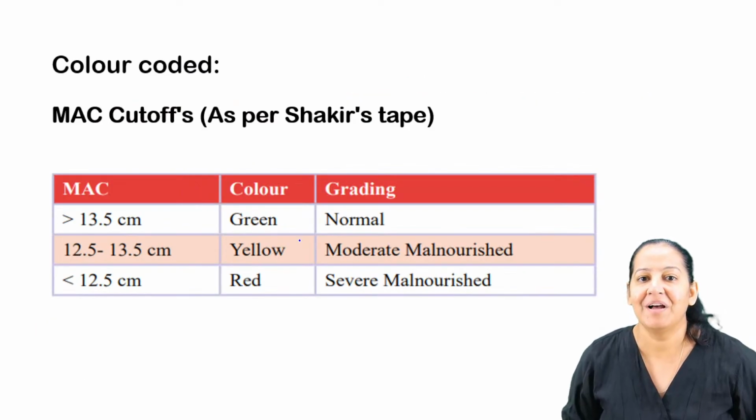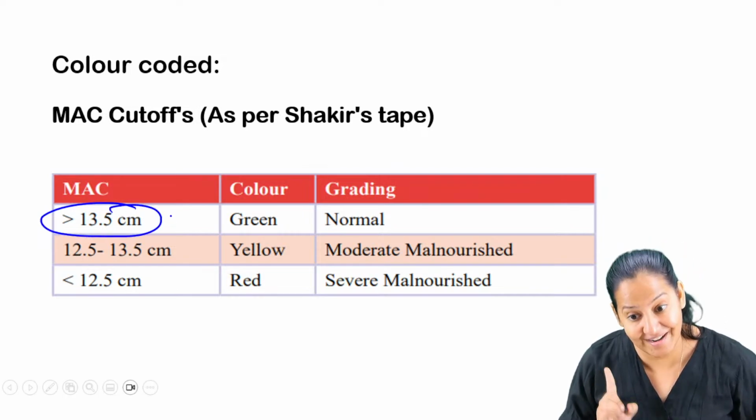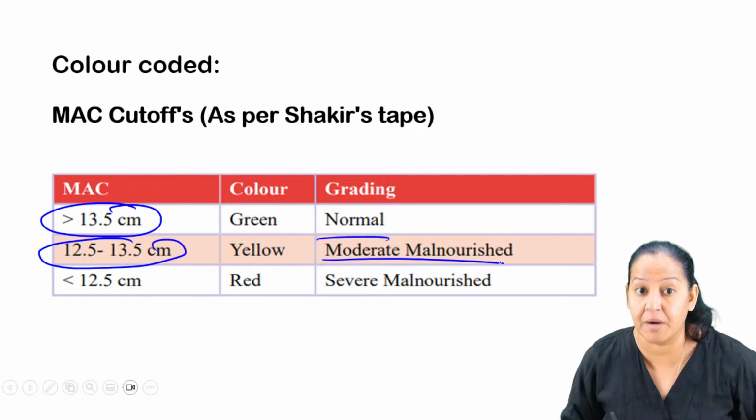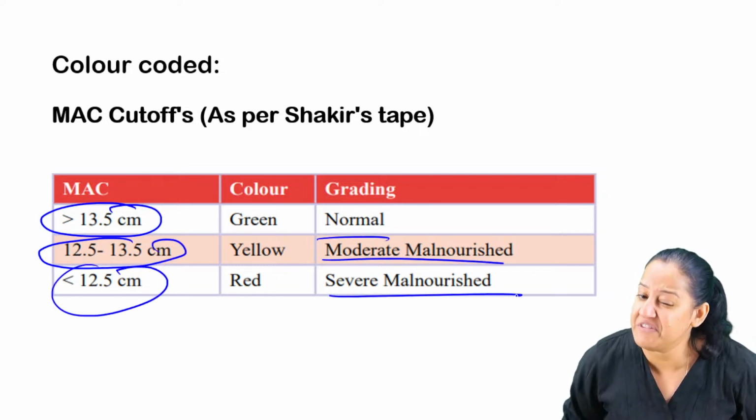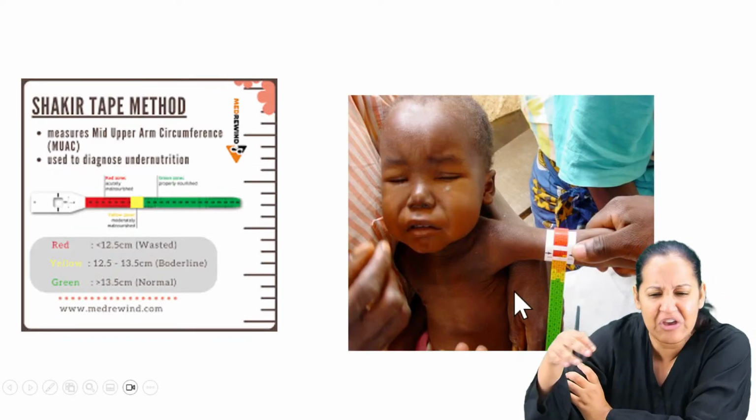What is the normal value? The normal value should be more than 13.5 centimeter. 12.5 to 13.5 is moderate malnutrition, but less than 12.5 is severe malnutrition. You know, this is very thin. Less than 12.5, severely malnourished.